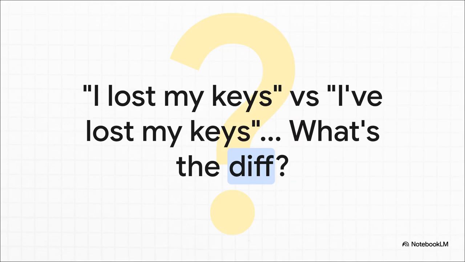I lost my keys versus I've lost my keys. They sound almost identical, right? But that tiny little contraction, that "'ve," it changes everything. One is just a fact about something that happened. The other is a problem right now. So what's the real difference here?